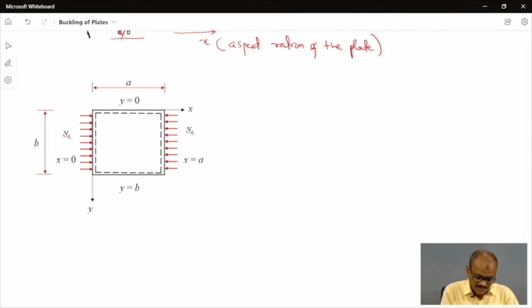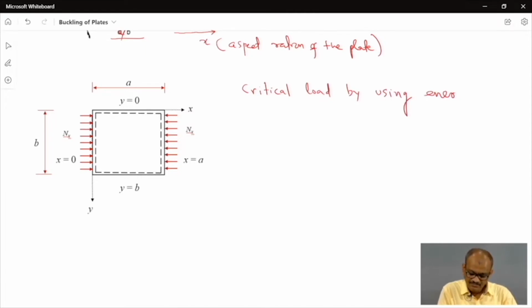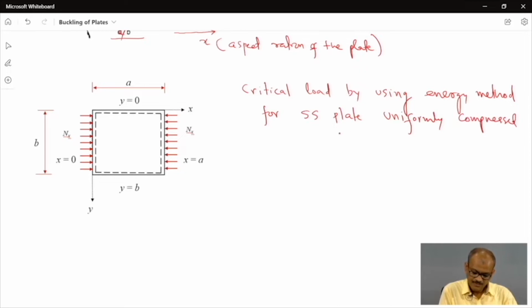This is the problem we will have to solve using the energy method. This is the definition of the problem which we are going to do: critical load by using the energy method for a simply supported plate uniformly compressed in one direction. This is the same problem that we solved.